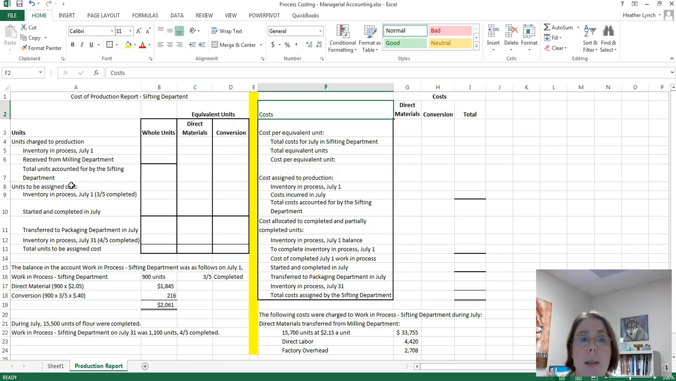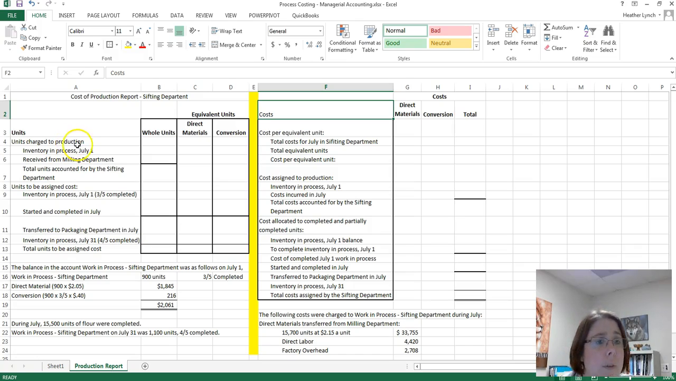Okay, and I made sure that this follows our textbook's format. I've picked a company that makes flour, and they have a milling department, a sifting department, and a packaging department. We are going to do the sifting department, so we are taking what the milling department has completed and transferred to the sifting department. We're not going to worry about the packaging department. If you were to go into cost accounting, you would actually do two departments, probably both sifting and packaging, but for simplicity, for managerial accounting, we're going to stick to just one department.